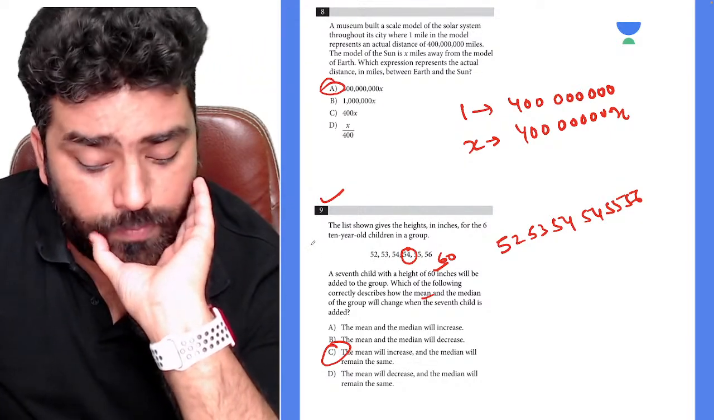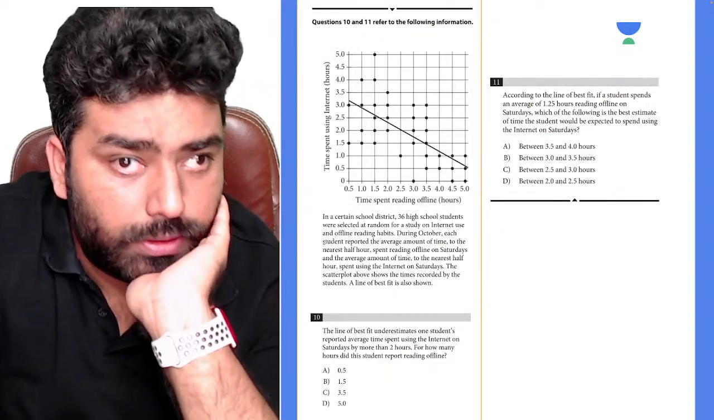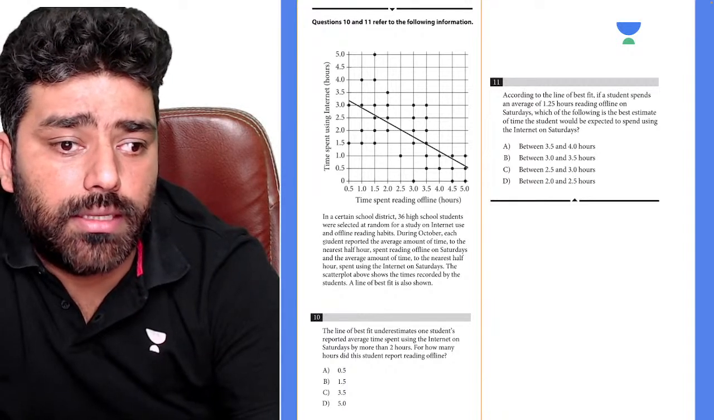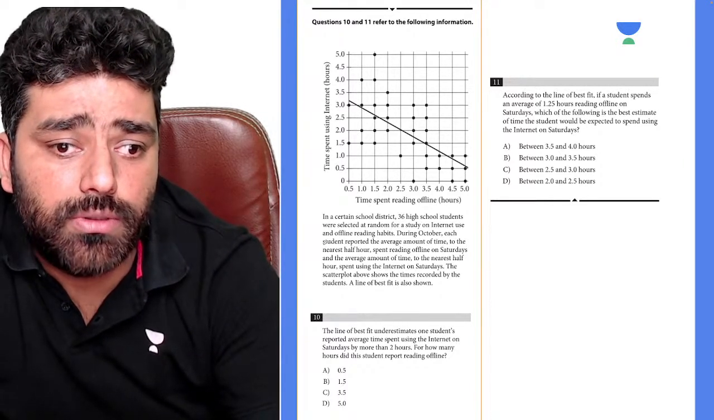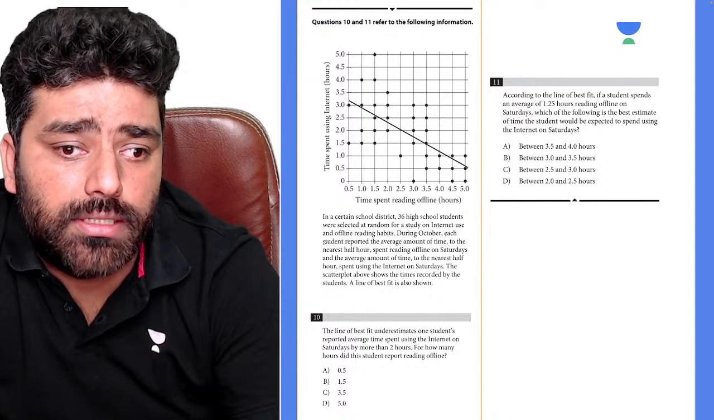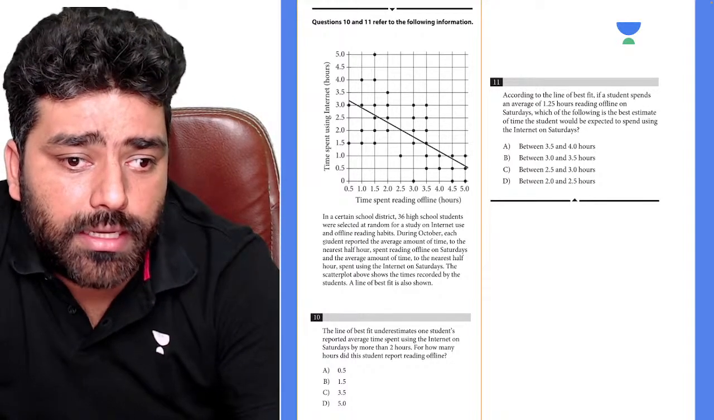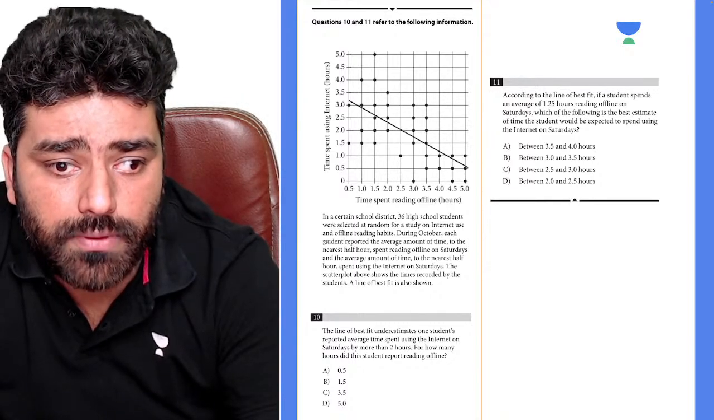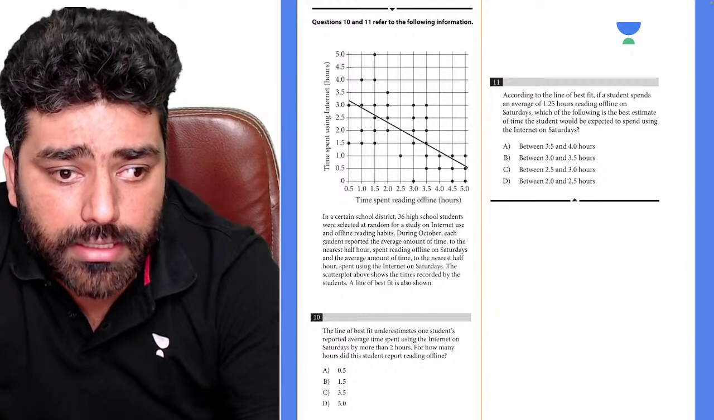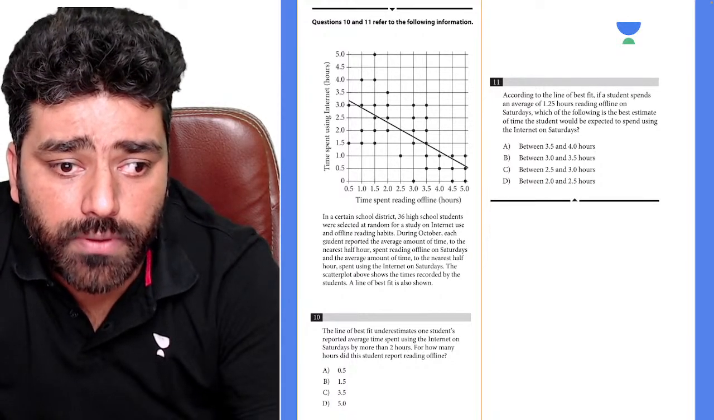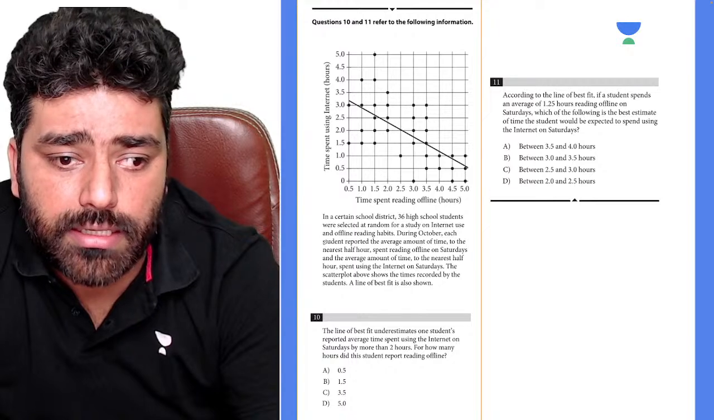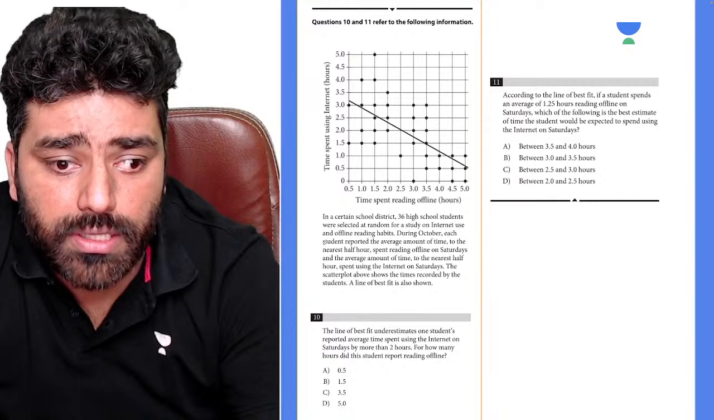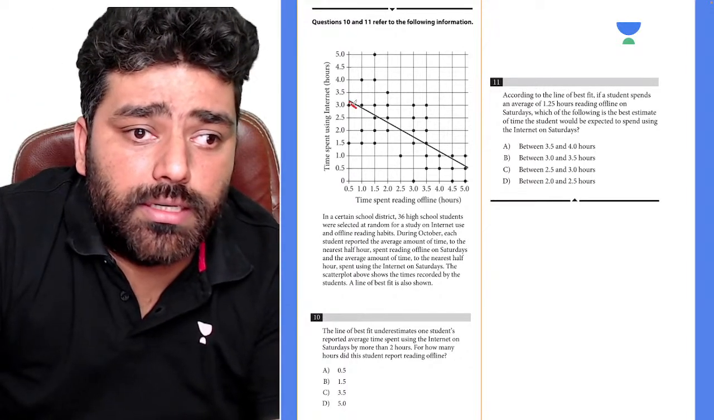Right guys, is there any doubt? Okay, question number 10. A graph is given to us. This is a scatter plot. In a certain school district, 36 high school students were selected at random for a study on internet use and offline reading habits. During October, each student reported the average amount of time, to the nearest half hour, spent reading offline on Saturday, and the average amount of time, to the nearest half hour, spent using the internet on Saturday. The scatter plot above shows the times recorded by the students. A line of best fit is shown. This is the line of best fit, right?